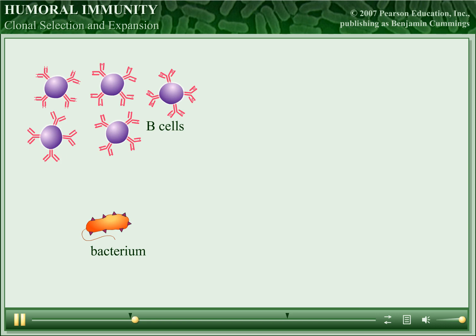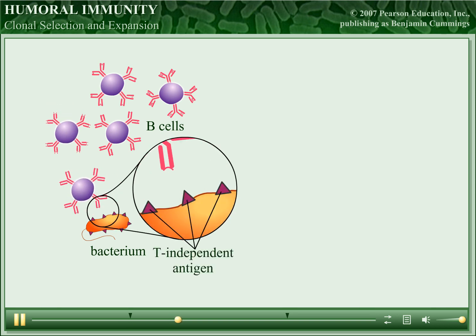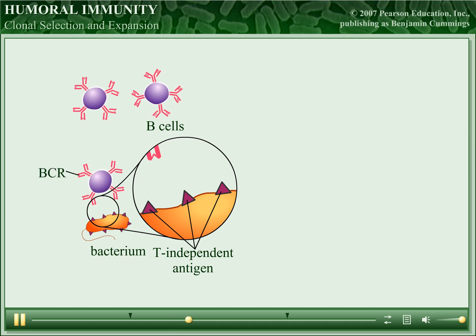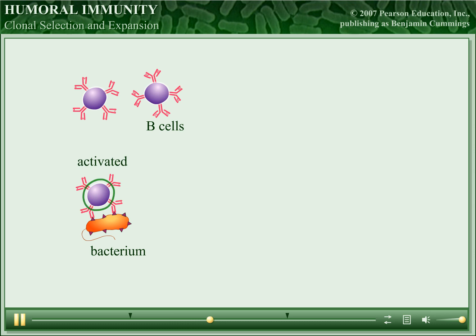In the simplest form of B cell activation, an antigen called a T-independent antigen enters the lymphatic tissue and binds to a B cell receptor, or BCR, on the surface of the B cell. The B cell receptors on a particular B cell are identical and very specific to just one antigen. Once the BCR binds to the T-independent antigen, the B cell becomes activated. It's now ready to proliferate.